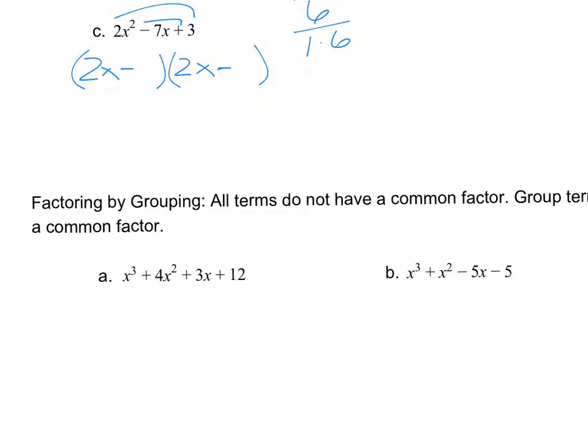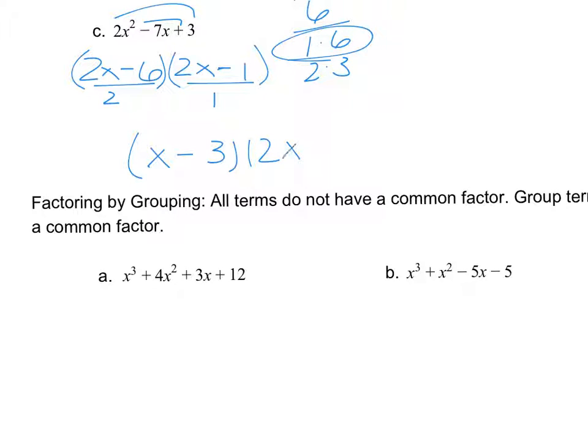So now we know that 6 is 1 times 6 and 2 times 3. I need a pair to give 7. And so 6 and 1 is 7. Larger number in the first, smaller in the second. The biggest number that will divide 2 and 6 is 2. The biggest number that divides 2 and 1 is 1. So that leaves me with 2x minus 3 and 2x minus 1. And this is the factored form. Okay.